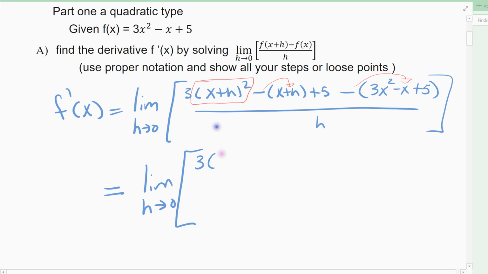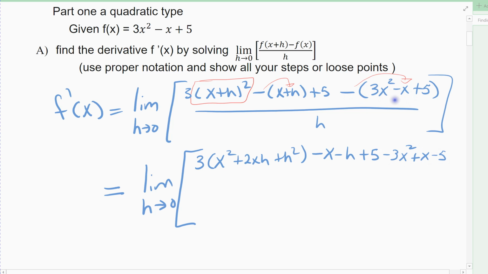So 3 times, when I multiply that out, remember that comes out to x squared plus 2xh plus h squared when that multiplies out. Distribute the negative, so that's negative x minus h. There's a plus 5, and then this is going to give me negative 3x squared plus an x minus a 5, because I'm distributing it, right?